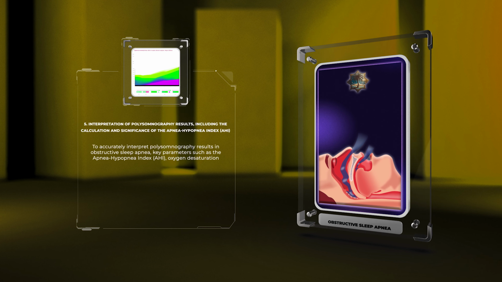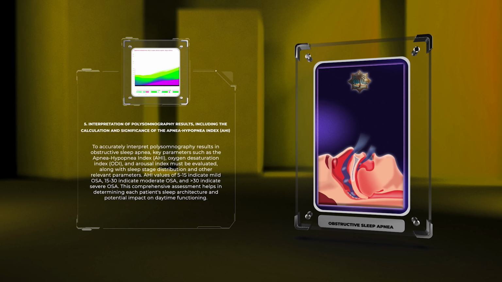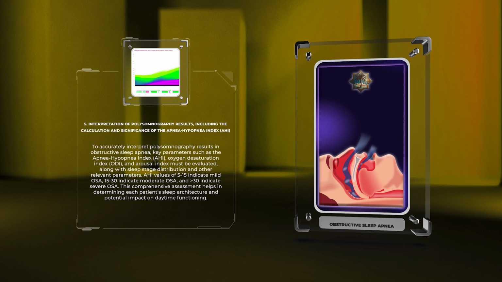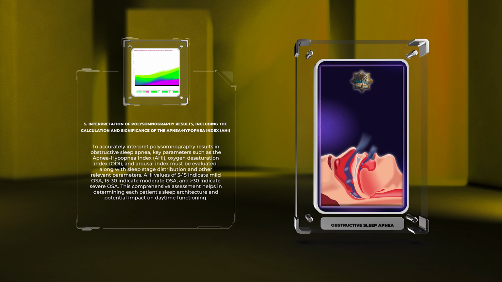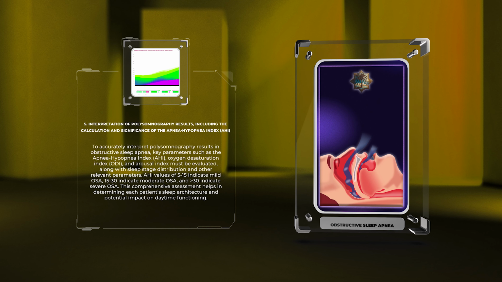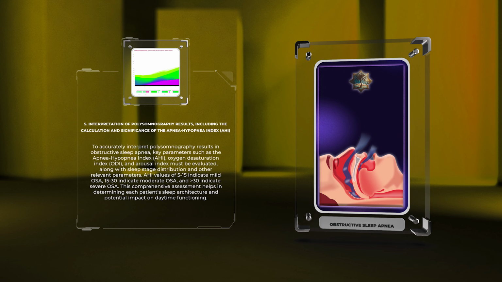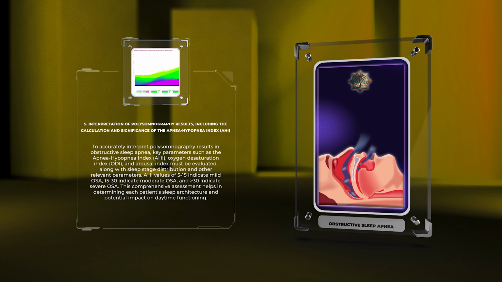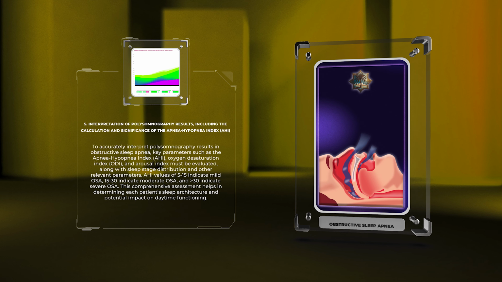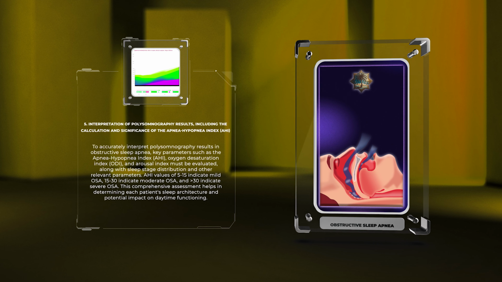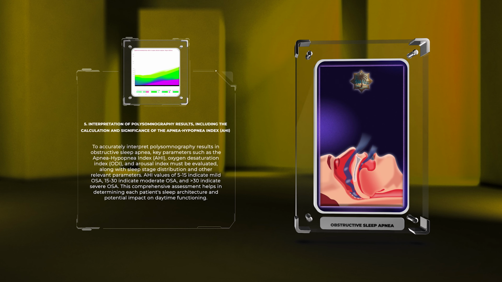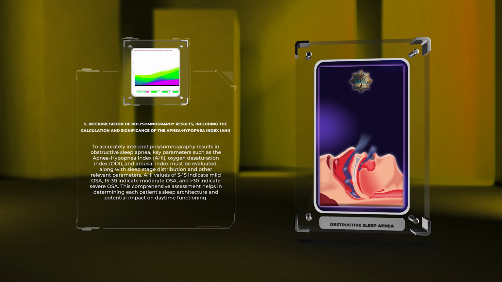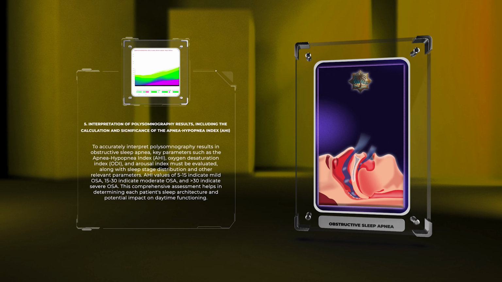To accurately interpret polysomnography results in obstructive sleep apnea, key parameters such as the apnea-hypopnea index, AHI, oxygen desaturation index, ODI, and arousal index must be evaluated, along with sleep stage distribution and other relevant parameters. AHI values of 5 to 15 indicate mild OSA, 15 to 30 indicate moderate OSA, and greater than 30 indicate severe OSA. This comprehensive assessment helps in determining each patient's sleep architecture and potential impact on daytime functioning.